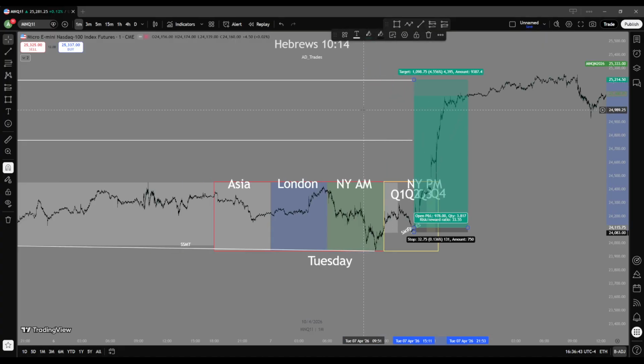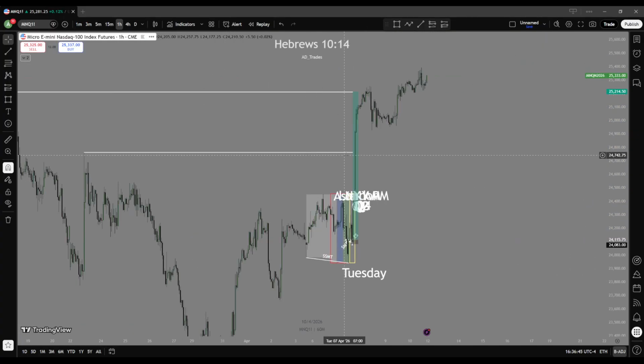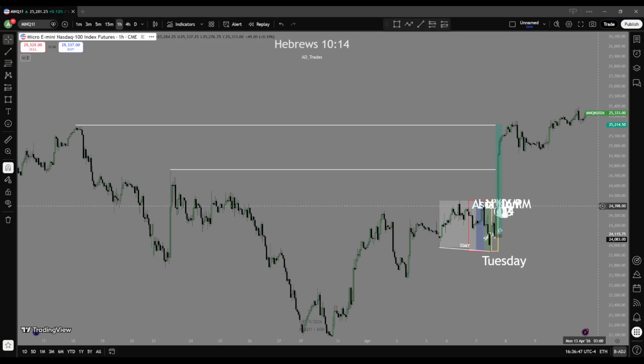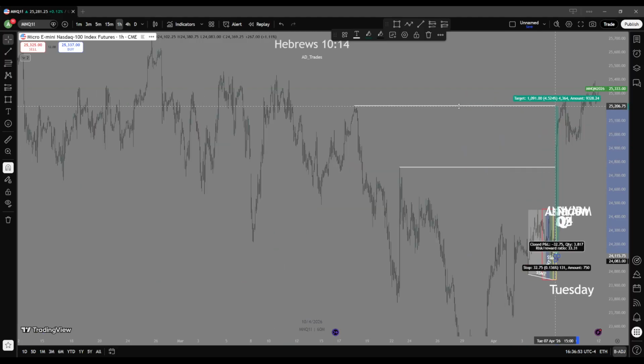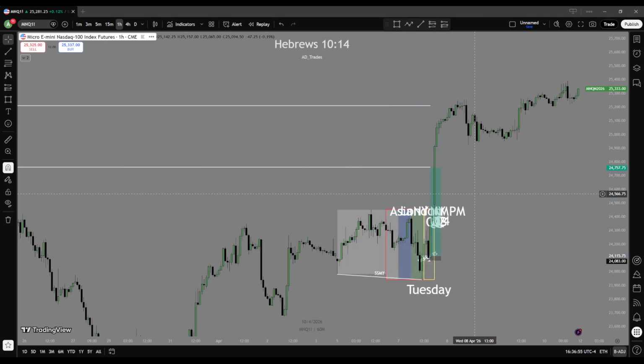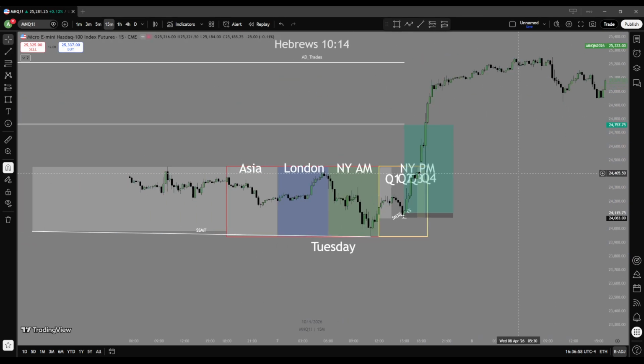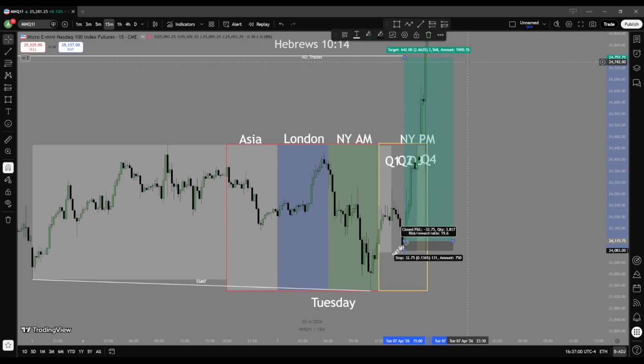And again, you could have combined it with more ICT Concepts to say, okay, which high specifically are we targeting for Wednesday? Oh, well, we're targeting the buy model, so we'll target here, or we're targeting the daily buy model, we'll target here, or we're targeting, doesn't even matter. That is exactly how I trade. That is exactly what I do.